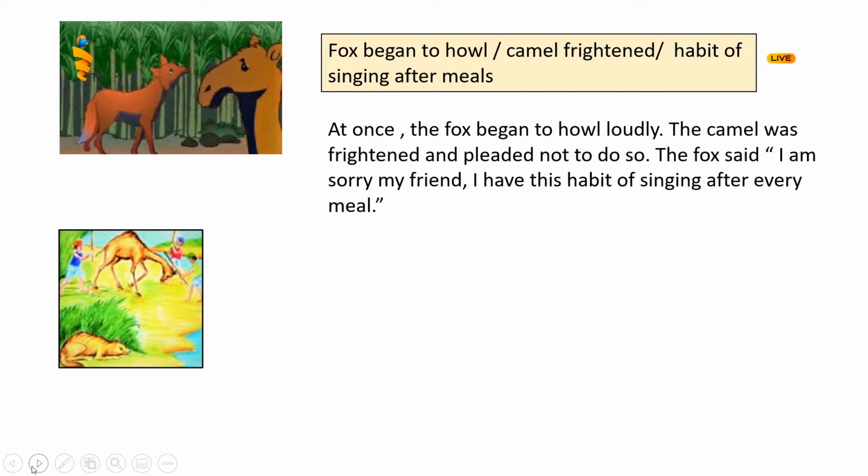At once the fox began to howl loudly. The camel was frightened and pleaded not to do so. The fox said, "I am sorry, my friend. I have this habit of singing after every meal."